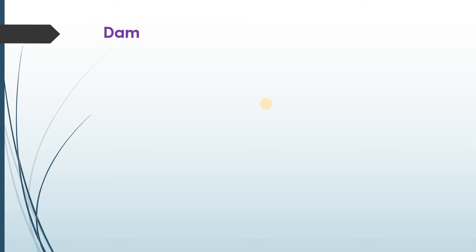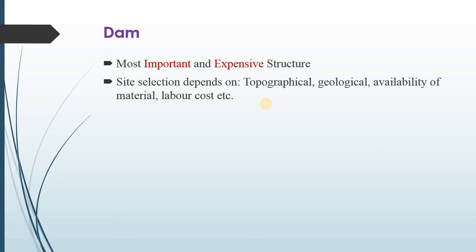So first is the dam. So what is the dam? It is the most important and expensive structure which stores water and increases the water head required to generate the power. The site selection of a dam depends on topographical, geological, availability of material and labor cost. Commonly used dams are classified into two, that is masonry dam and earth-fill dam.